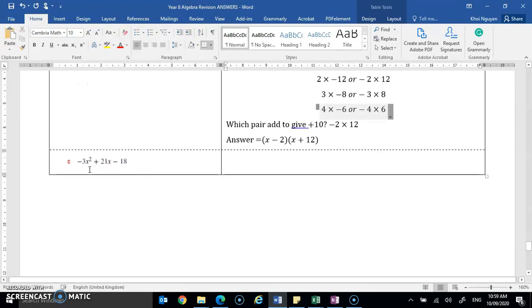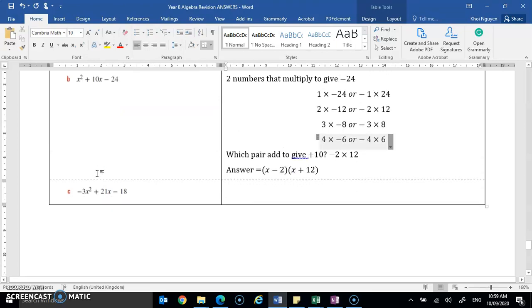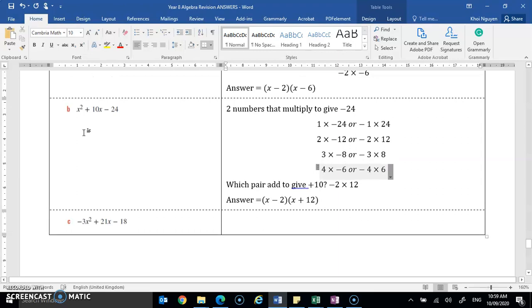Okay, the final one here. This one is a bit different because this time we have a number in front of the x squared. What we want to do is make it so that there is no number in front of the x squared. This is what we call a monic quadratic. Monic because actually there's an invisible 1 there. Mono stands for 1.